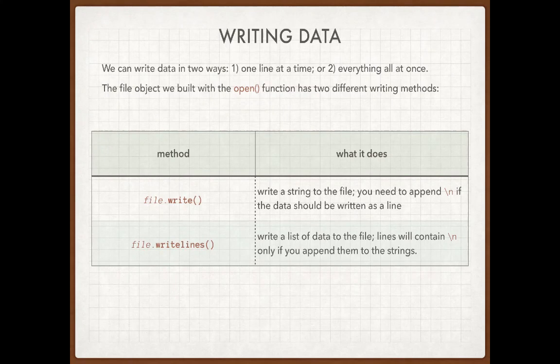Now, if we're going to write data, we've got really two options here. We have a write method, which writes a giant long string to that file. Or we could write lines, which is writing a list of data to the file. And you'll notice in both of these that we actually have to append that \n. Python won't add that for us automatically. But these are how we write to the file.